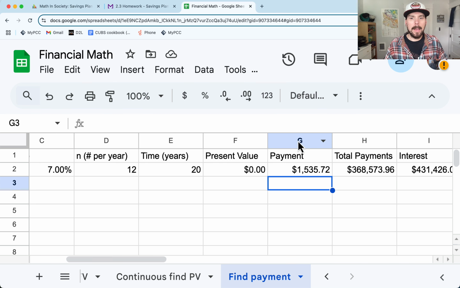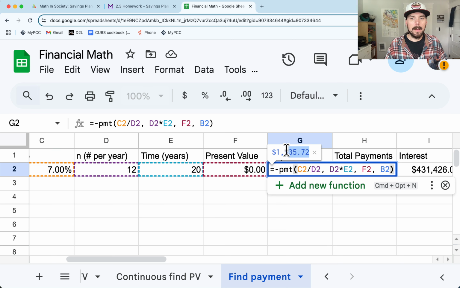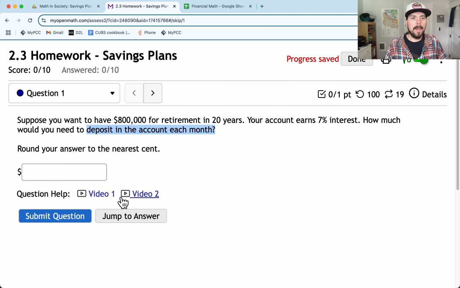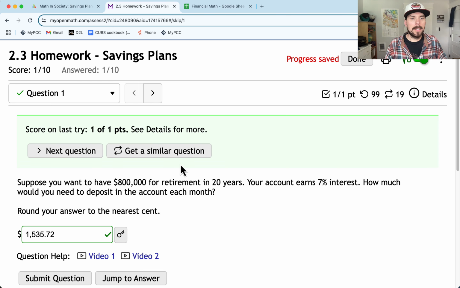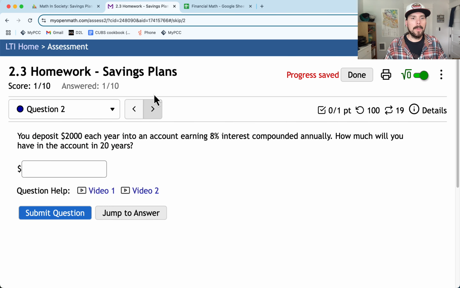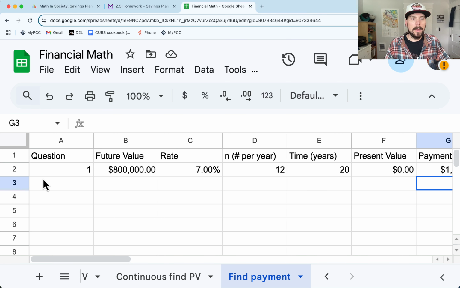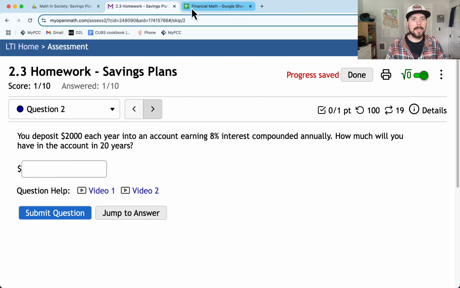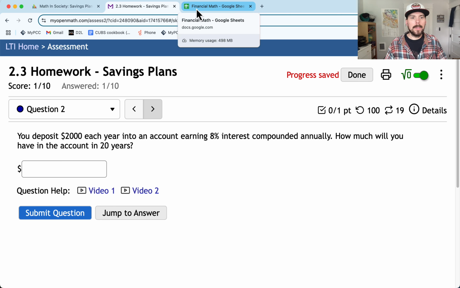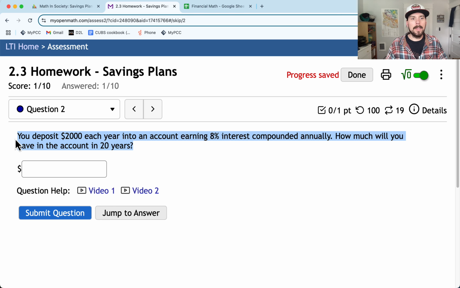And I'll check my answer here with that payment of $1,535.72. And now to do a similar problem, like usual, all I need to do is put in my new information and fill down everything else. So $2,000 payment in this case. This is a little different though. I'm not doing the same thing in this problem.